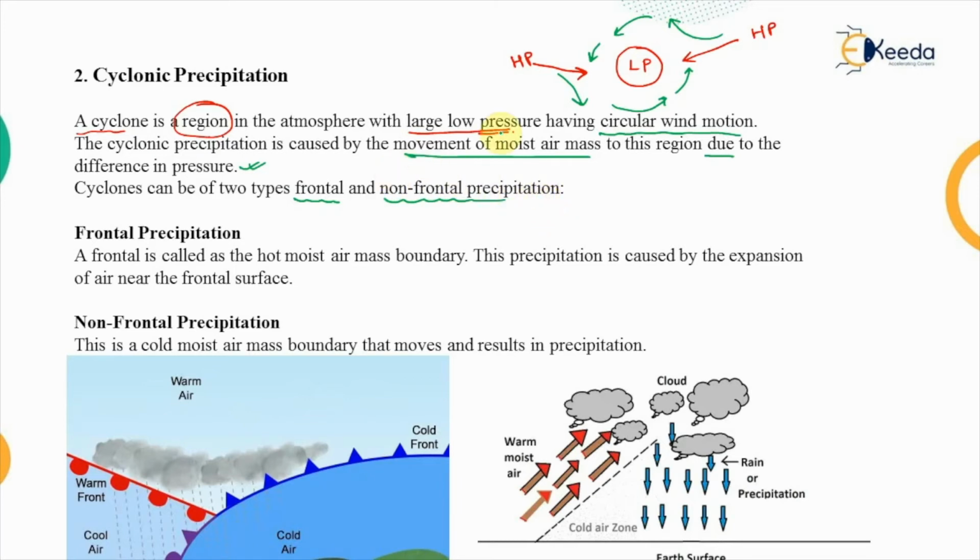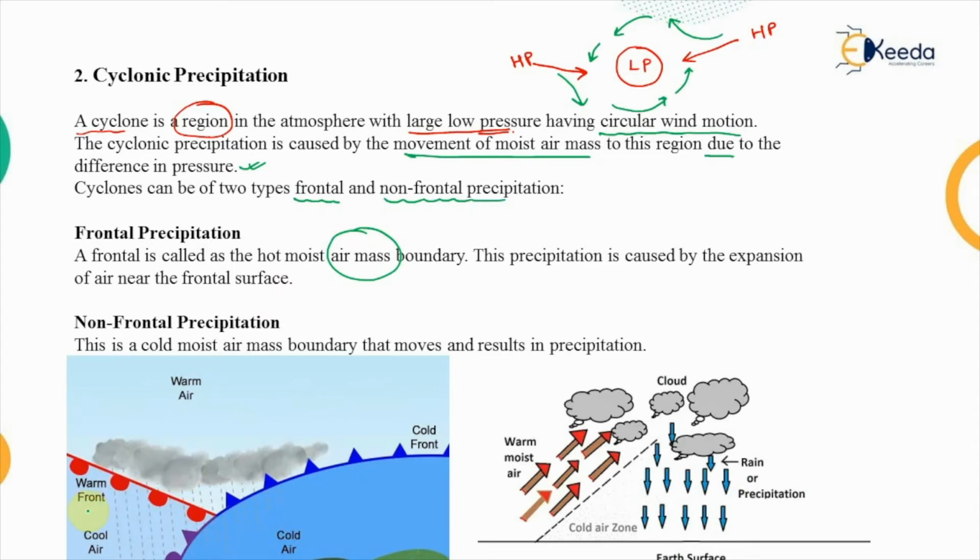So the one that we have discussed because of the cyclone, that is known as the non-frontal precipitation. The frontal precipitation is occurring because of the collision of two air masses. Now what are these air masses? These are packets of air which are thousands of kilometers in length and width. So a front is basically the location where two air masses are colliding.